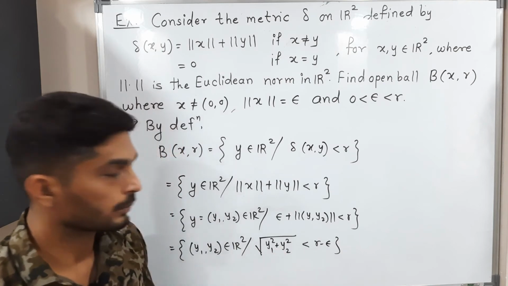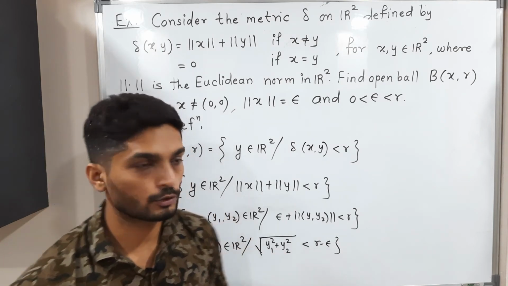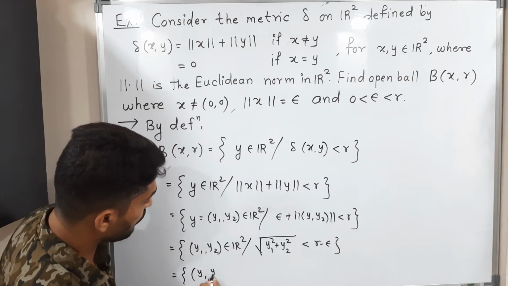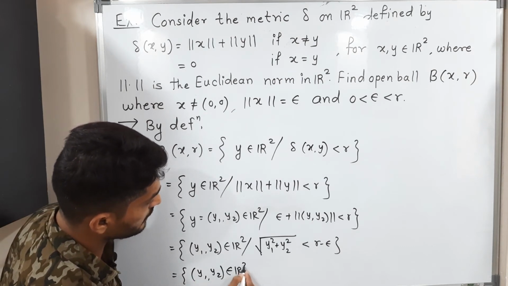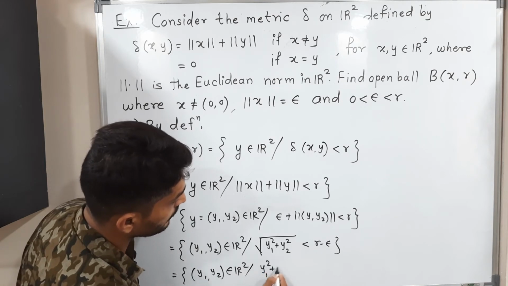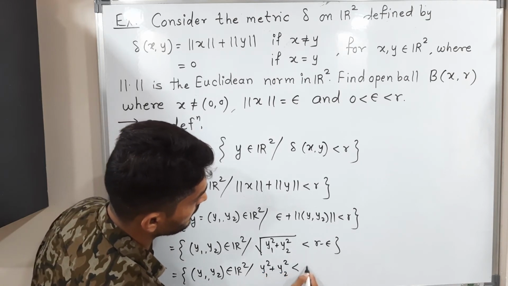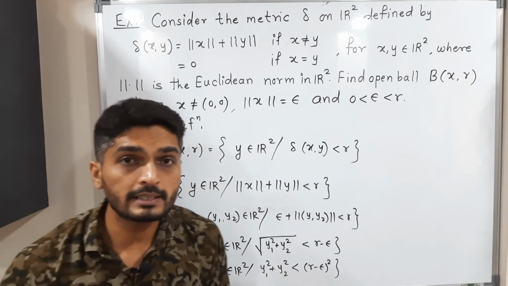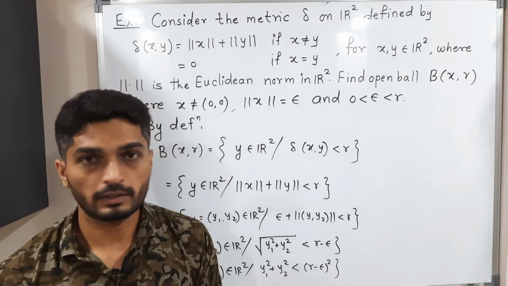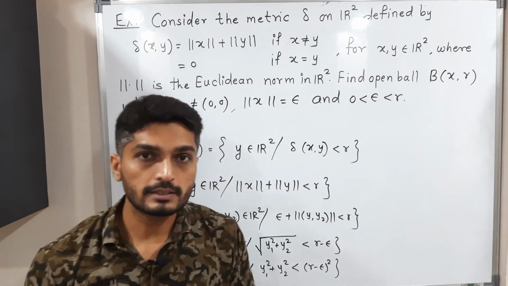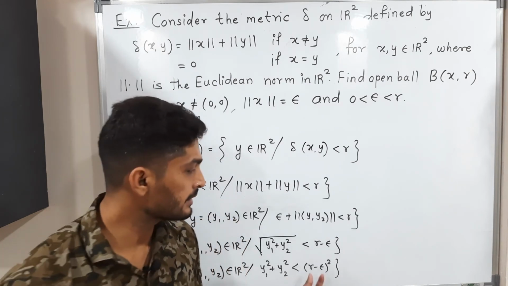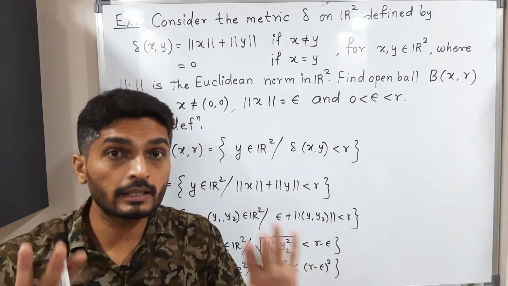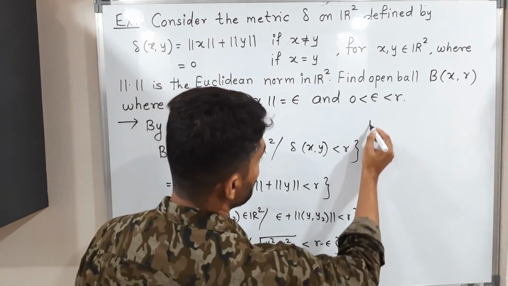Since I shifted epsilon to that side, to remove the square root, what do I need to do? I will take the square of both sides. So this is y1 comma y2 belongs to R2 such that y1 square plus y2 square less than (r minus epsilon) square. If equality is there, it is the equation of a circle, right? If you consider equal there, it is the equation of a circle with center origin and radius r minus epsilon, but here we have less than, so that's why it is the interior part of a circle. So I will mention that thing here.